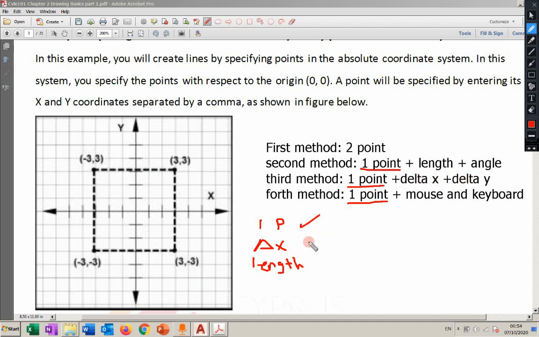Let's say I have 1 point, delta x, length. This I cannot use, I need angle. Yeah, 1 point, length, but I need angle. I cannot use it. This one, 1 point, delta x, I don't have delta y, you cannot use it. Here, it might be useful, but I need to know how to use the mouse and keyboard in order to do this one. Is it possible to do it? We're going to come back to this one. 2 points, I only have 1 point, so it might not be enough to do this one. So we have to find the missing information.